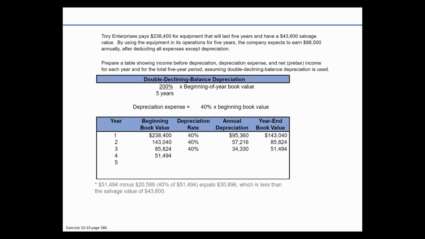Now, in year 4, we notice that 51,490 minus 20,000, because again, that's 40% of this 51,000, is going to equal 30,896. That's going to be less than our salvage value. So we're going to have to just take the difference between these, which is 7,894. And then in the last year, we're not able to depreciate.